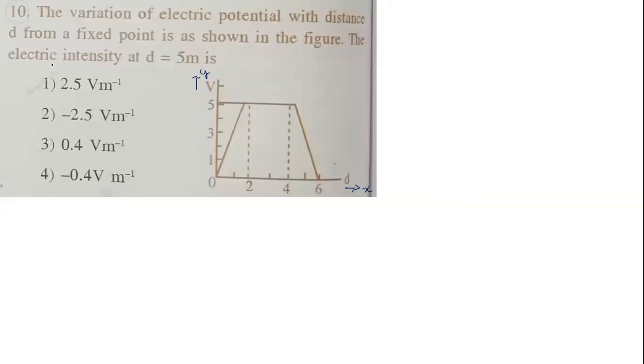The electric field, or electric intensity, at d equal to 5 meter. We need to find the electric field intensity at where? D equal to 5 meter means I need to find somewhere here. At this point we need to find. So if I join this one, it will meet somewhere here. And if I extend this one, not exactly a straight line, if I make it exactly a straight line, it will meet somewhere here.